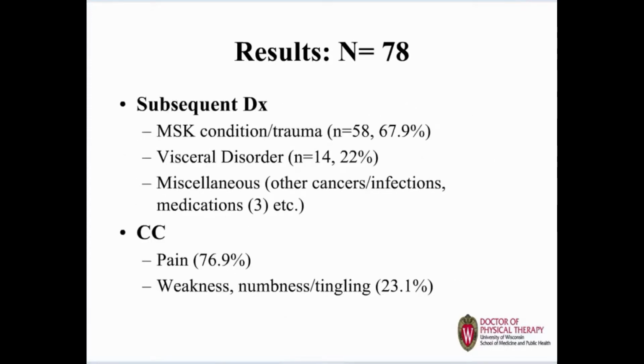Regarding ultimately the diagnosis for these 78 patients, not a big surprise since the majority of these patients were seen in outpatient ambulatory settings, there was a neuromusculoskeletal condition, fractures, infections, neuropathies, nerve injuries, systemic processes like rheumatoid arthritis or ankylosing spondylitis. 22% ended up being visceral disorders, so heart, lung problems, urogenital problems, and then there's a smattering of miscellaneous conditions, other cancers that didn't fit under neuromusculoskeletal or visceral conditions. In 3 cases, medication adverse events, side effects of medications, ended up being the underlying reason for the red flag findings during the examination.